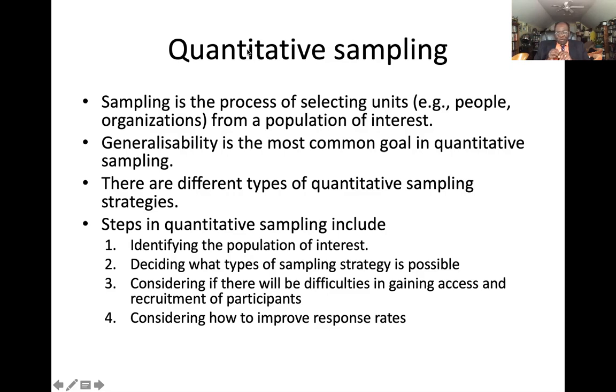There are three different types of qualitative sampling strategies. Steps in qualitative sampling include: identify the population of interest. As I said, your population of interest becomes your target population or target group. Deciding what type of sampling strategy is possible, what sort of questions are you going to use, yes or no questions, or questions with short answers?